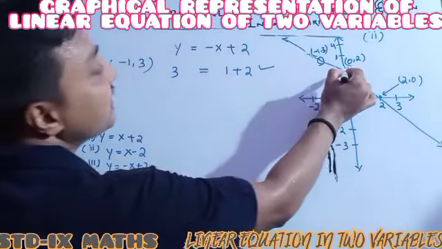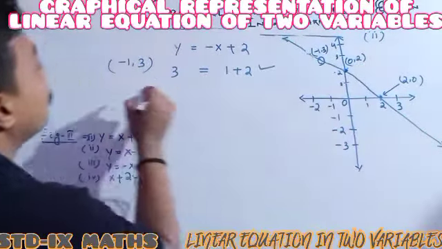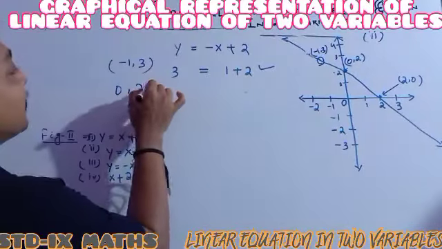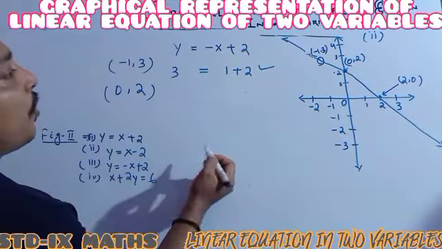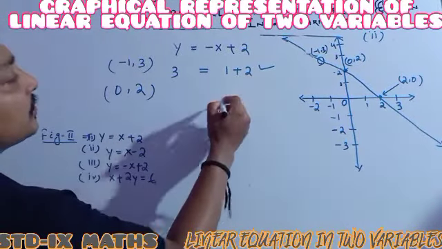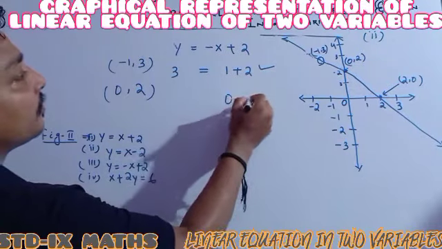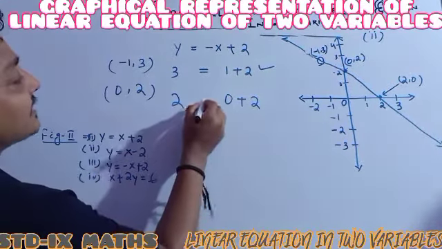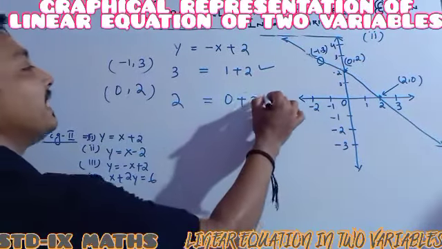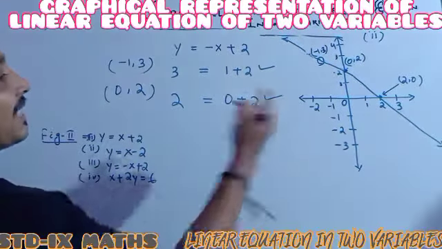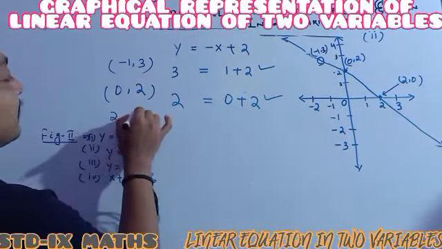Then we have to check for 0 and 2. See, 0 and 2 also we need to check. On putting x equal to 0, y is equal to 2. Yes, the left side is the same as the right side. Here it is also satisfied. Another one is our 2 and 0. See, 2 and 0.